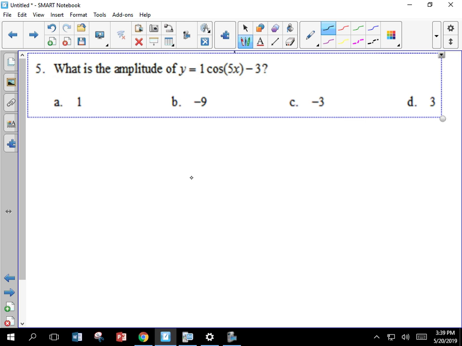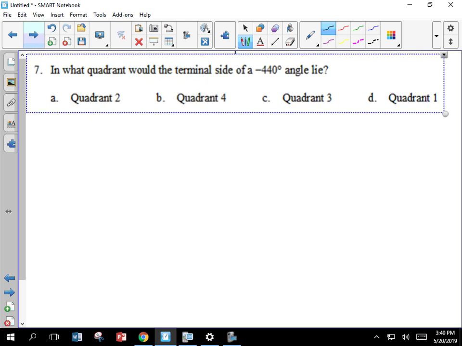All right, amplitude. Now amplitude sounds like a hard problem, but the amplitude is just the height of the sine or cosine graph, and that's found by the number in front of the sine or cosine. This is always going to be the amplitude, whatever number is in front of sine and cosine multiplied by it. So A is our correct answer.